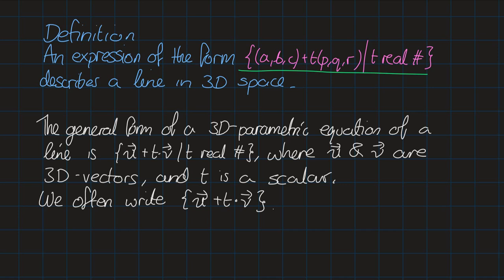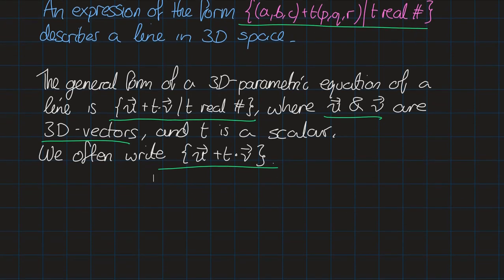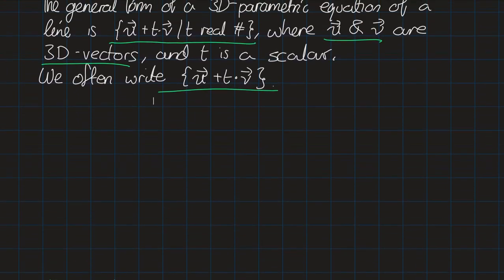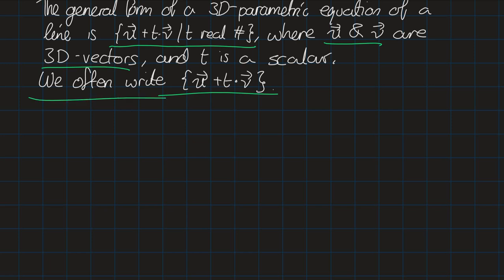The general form of a 3D parametric equation is a vector plus t times a vector, where t is a real number. The only difference now is that our vectors are 3-dimensional vectors. And again, we often abuse notation and we often just write u plus tv. So maybe I'll give you another interpretation of parametric equations before we move on to an example.